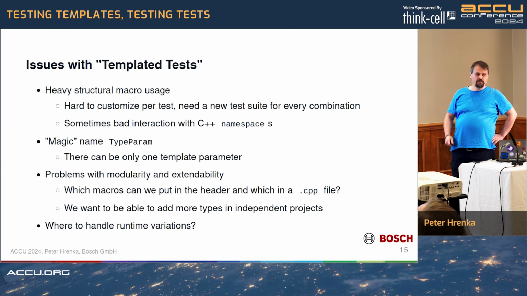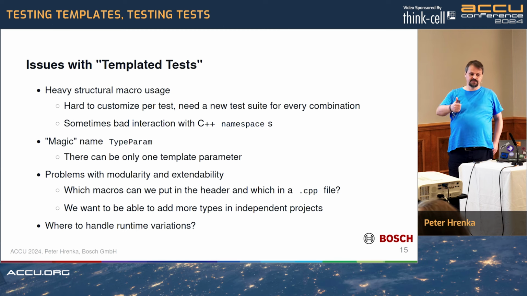Then there's this type param, which appears out of nowhere, and you have to deal with that. And you can have only one parameter. So this typed test will always have this one type parameter, and there's really no way to change that. So you have to wrap it and then unwrap it. I mean, that's all possible, but it looks awful.